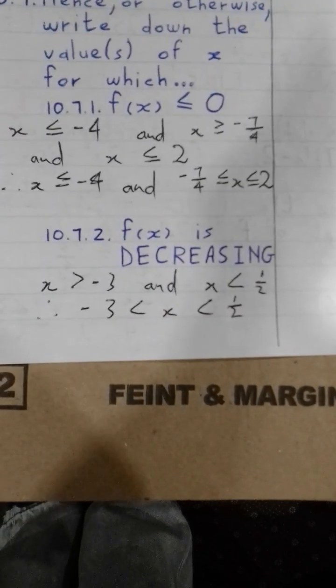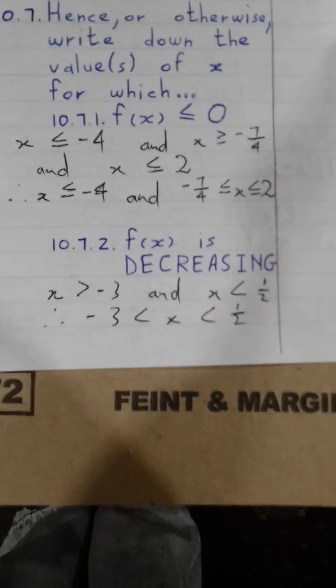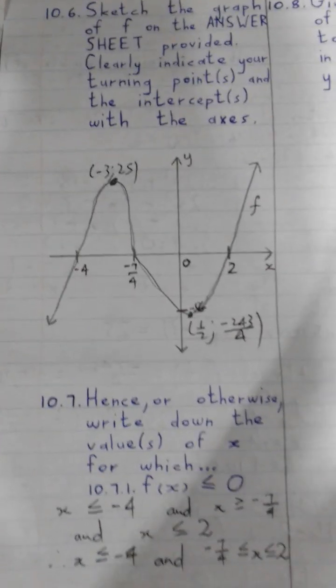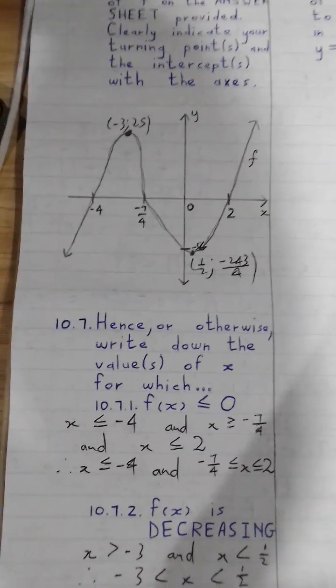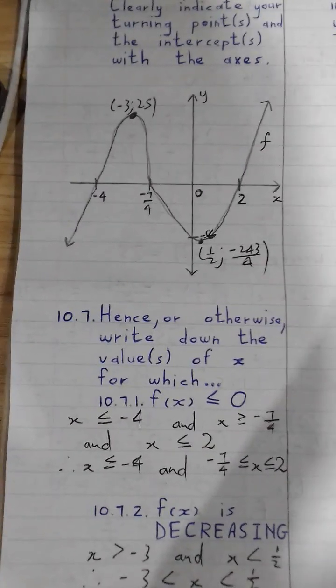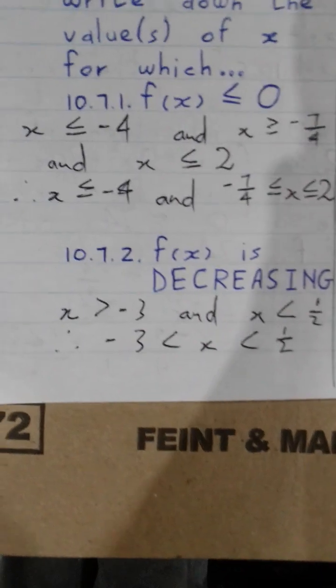The reason why we don't include the turning points is that, remember, they are also called stationary points. That's because there the graph is stationary. It is neither decreasing nor increasing. Okay, hope that is clear and I hope that makes sense.